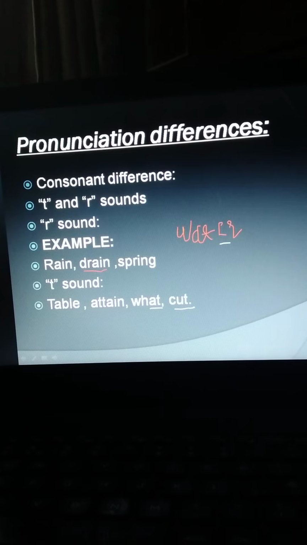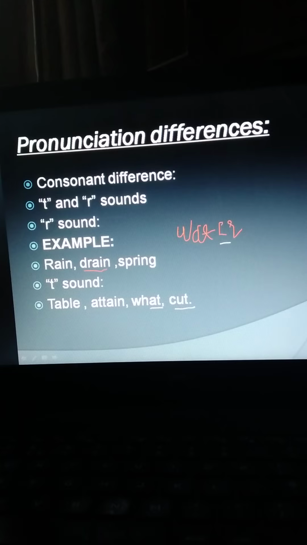Sometimes Americans change the T sound whenever it comes in the middle position of a word. They sometimes change it to the soft D. If we take the example of Saturday, Americans pronounce it as Saturday, changing the T sound to the soft D, because the T sound is between two vowels. So Americans pronounce Saturday as Saturday, and party as party.